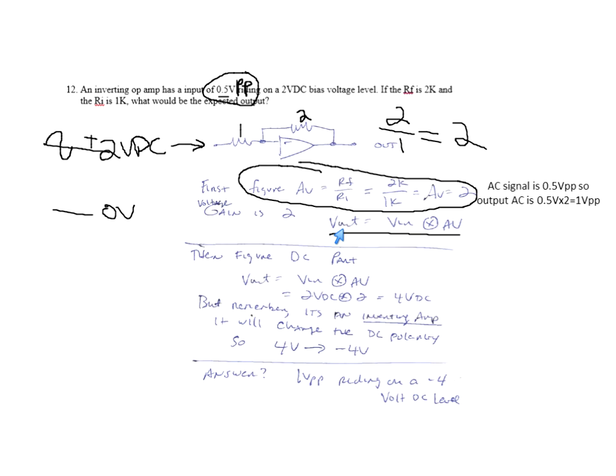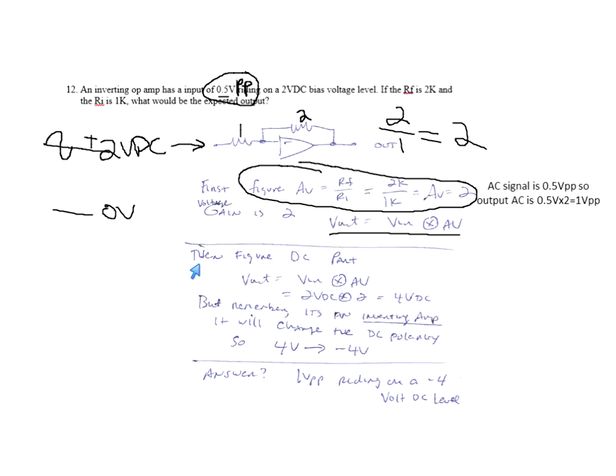So you have to do two calculations here. One is, what is the AC signal going to be? Well, I put 0.5 volts in, peak to peak. I multiply it by 2. My output would be 0.5 times 2, 1 volt peak to peak. So I have a 1 volt peak to peak signal coming out. That's the first part of this.